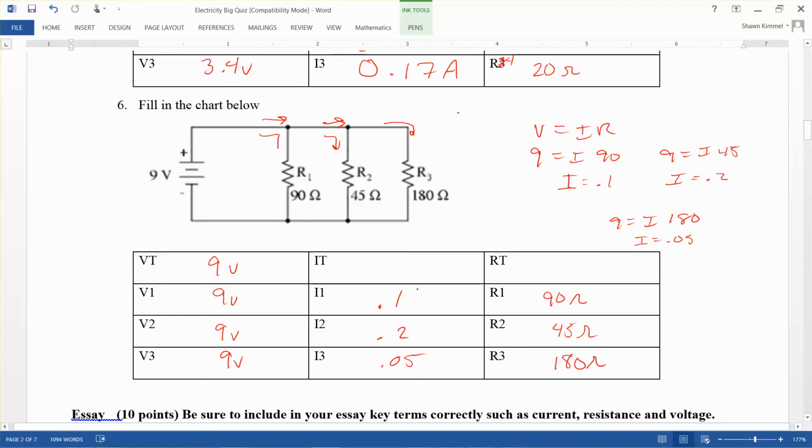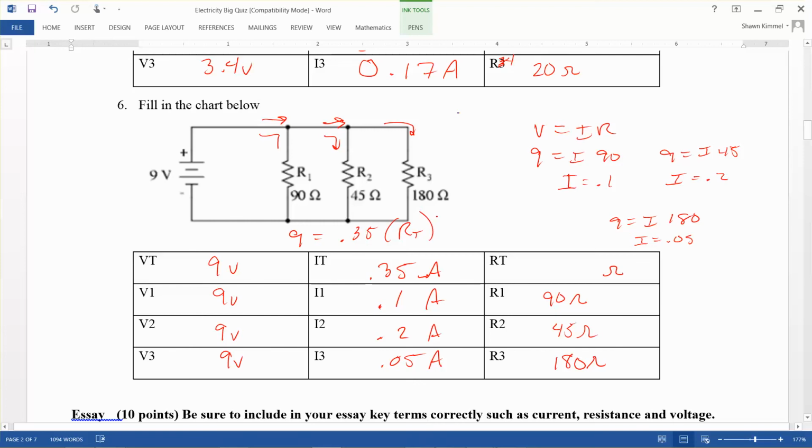The next step is to find IT. We're just going to add these up, and that gives me 0.35 amps. The last step is to simply multiply across. Well, that's just 9 times 0.35. And we now have identified the total resistance to be 3.15 ohms. I did that wrong. It's not 3.15. Got ahead of myself there. 9 equals 0.35 times RT.